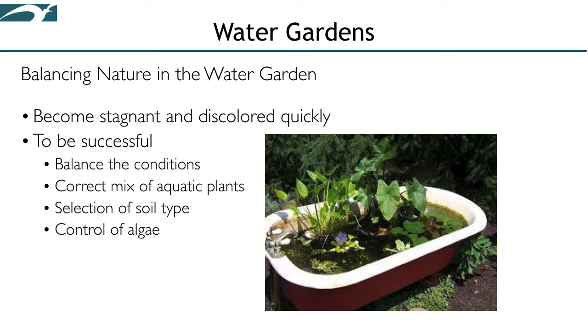As we continue with water gardens, you want to balance nature in the water garden so that the water does not become stagnant and discolor quickly. To be successful at this, you need to have the correct mix of aquatic plants and selection of the soil types. These will all act as a filter, as I said earlier, and control the algae in the water.